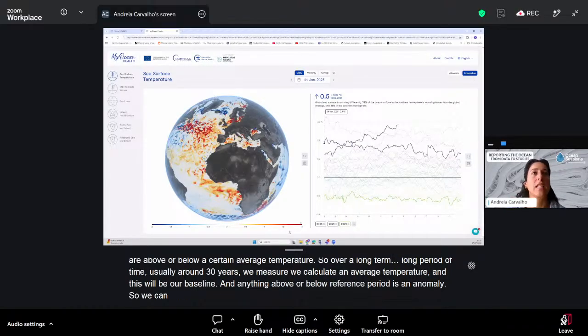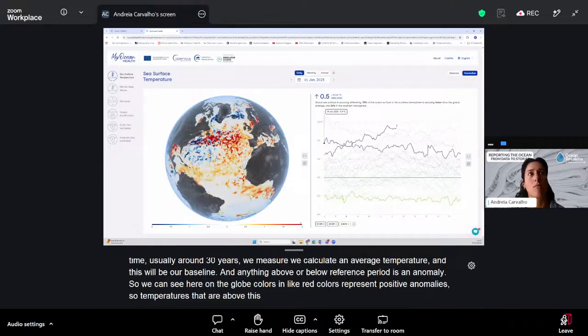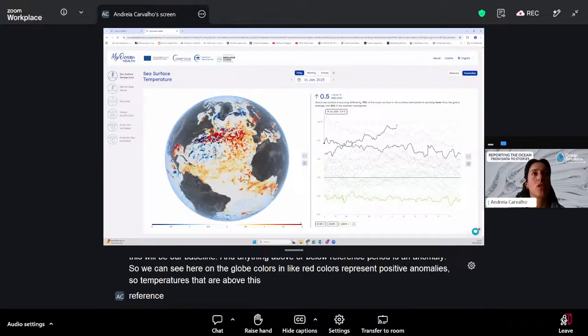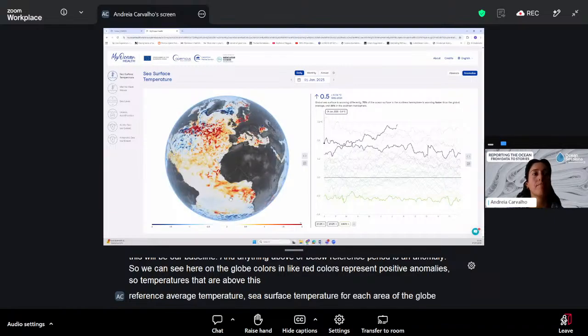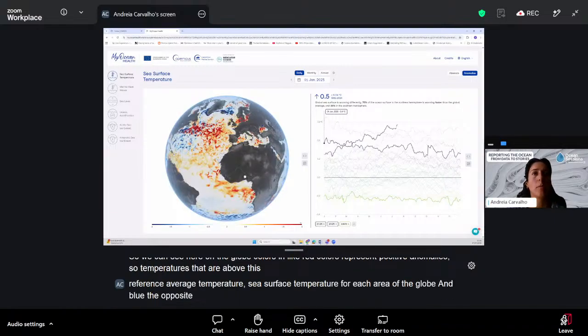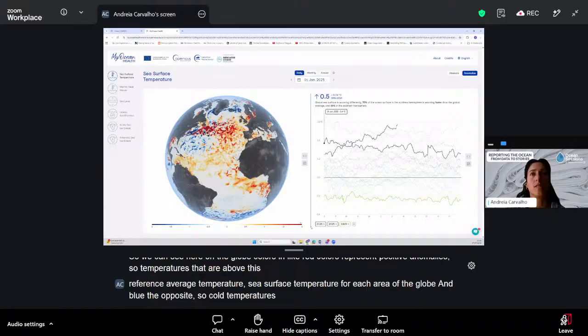So we can see here on the globe, red colors represent positive anomalies, so sea surface temperatures that are above this reference average temperature for each area of the globe. And blue the opposite, so cold temperatures, below this reference period.